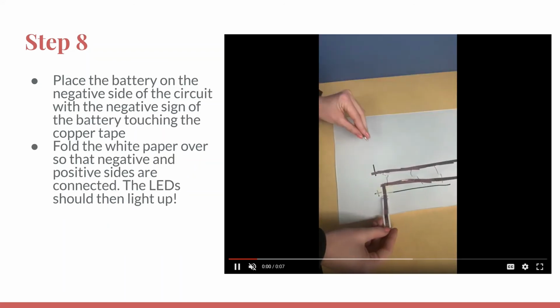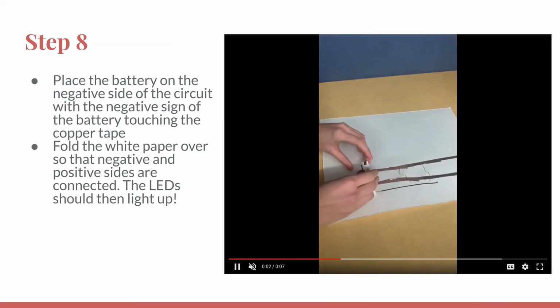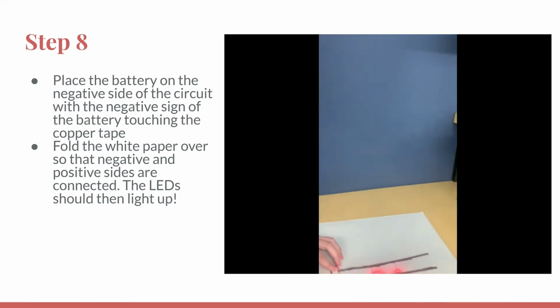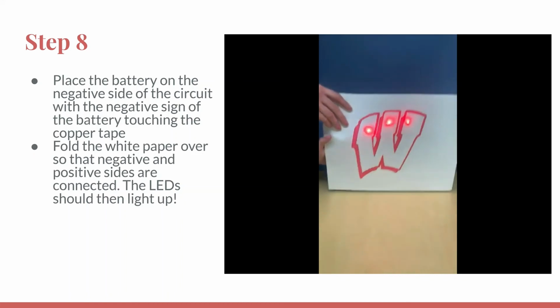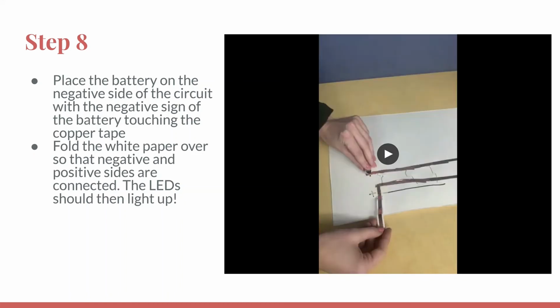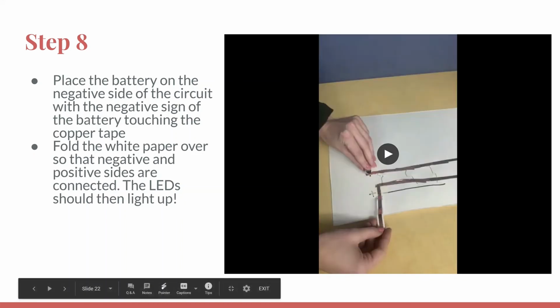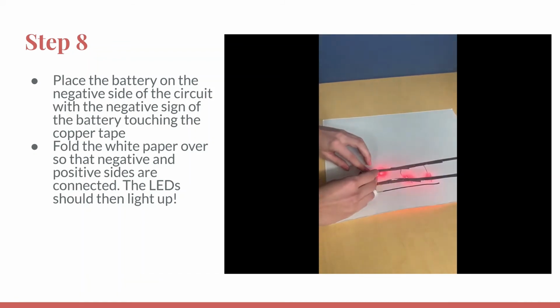Our final step involves taking out your battery. Place the battery on the negative side of the circuit, with the negative side of the battery touching the copper tape. When you fold the white paper over so that the negative and positive sides are connected and your circuit is complete, the LEDs should light up.